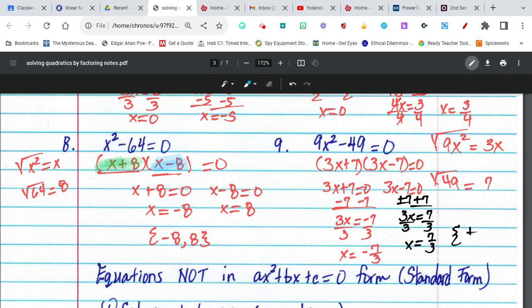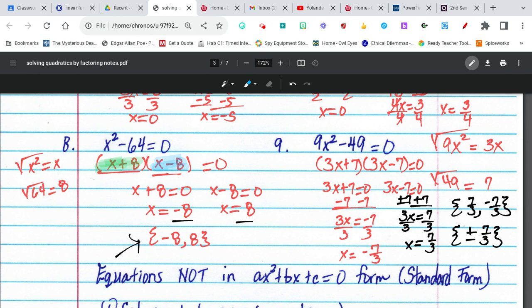So I'm going to write my answer like this to show you that if you got the same number just with opposite signs, you can put plus or minus then that number. You could have also written it like this, 7/3 and negative 7/3. But I'm going to go back over here.